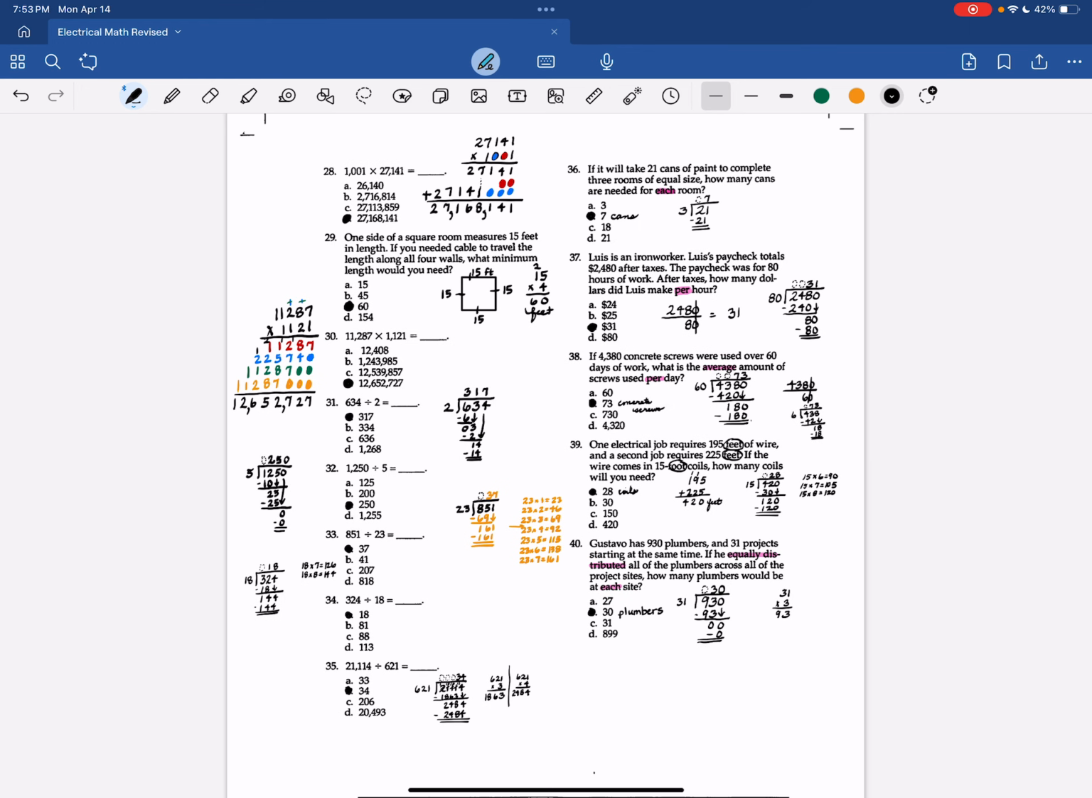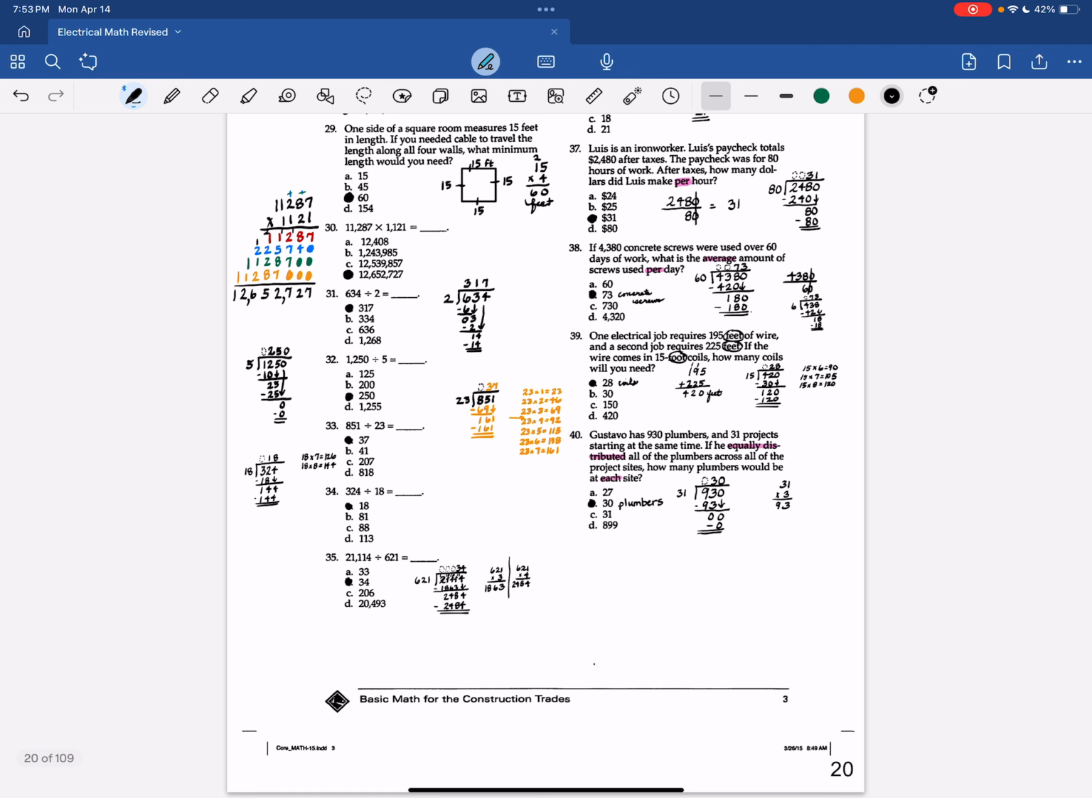I'm going to charge my pen, and then we will tackle page 21.